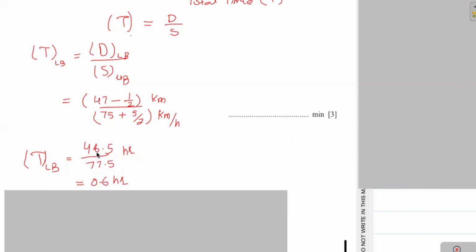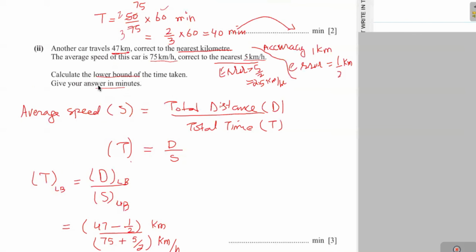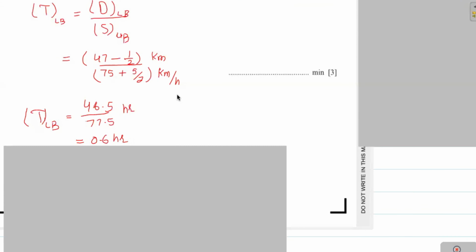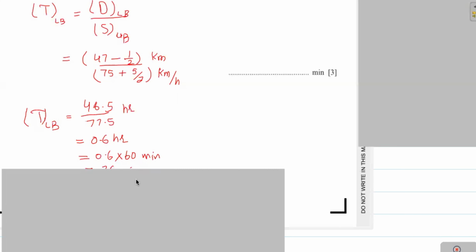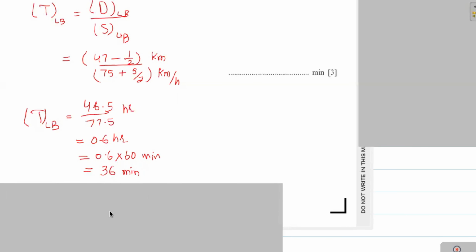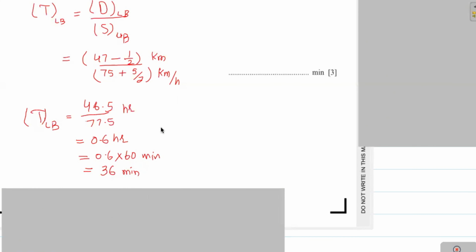Now we divide this value, 46.5 divided by 77.5, we will get 0.6 hour. But the time here is in minutes. Therefore, we will multiply by 60, and we get the time in minutes. Look, 0.6 multiplied by 60, we get the time 36 minutes.